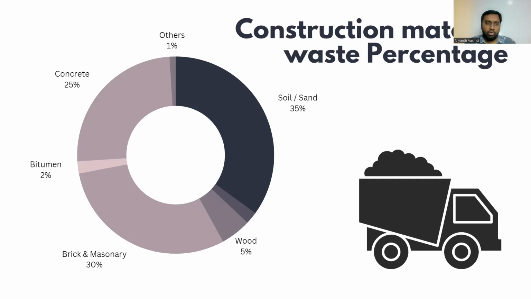Then we look at wood and bitumen. Wood, of course, is biodegradable and a very sustainable material as well. Hence, wood is something that even if it is wasted, can be used in some other way, either recycled or reused. Bitumen, even though it's a small 2%, the problem with bitumen is once it is hardened, it's very tough to reuse it again.